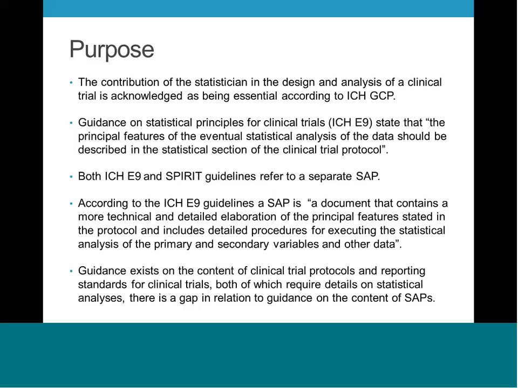It is generally accepted that a separate SAP will be required, given that the level of detail appropriate for a SAP is excessive for the protocol. According to the ICH-E9 guidelines, a SAP is a document that contains a more technical and detailed elaboration of the principal features stated in the protocol and includes detailed procedures for executing the statistical analysis of the primary and secondary variables and other data. While guidance exists on the content of clinical trial protocols and reporting standards for clinical trials, both of which require details on statistical analyses, there is a gap in relation to guidance on the content of SAPs.